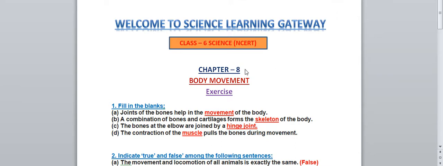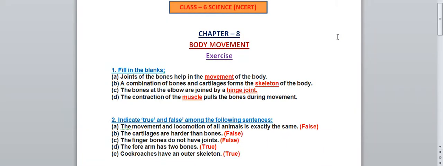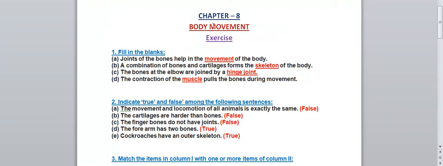So today we are going to discuss the question answers of class 6 science NCERT chapter number 8, and the name of the chapter is body movement. In this chapter I am going to explain you all the question answers so that it will be easy for you to learn the answers, right? So next let's move towards our discussion. Chapter number 8, body movement exercise question answers.